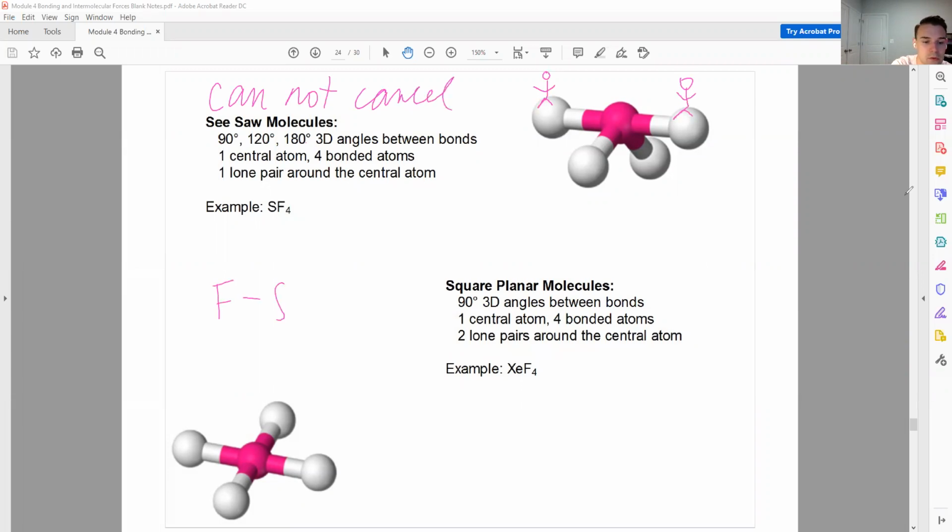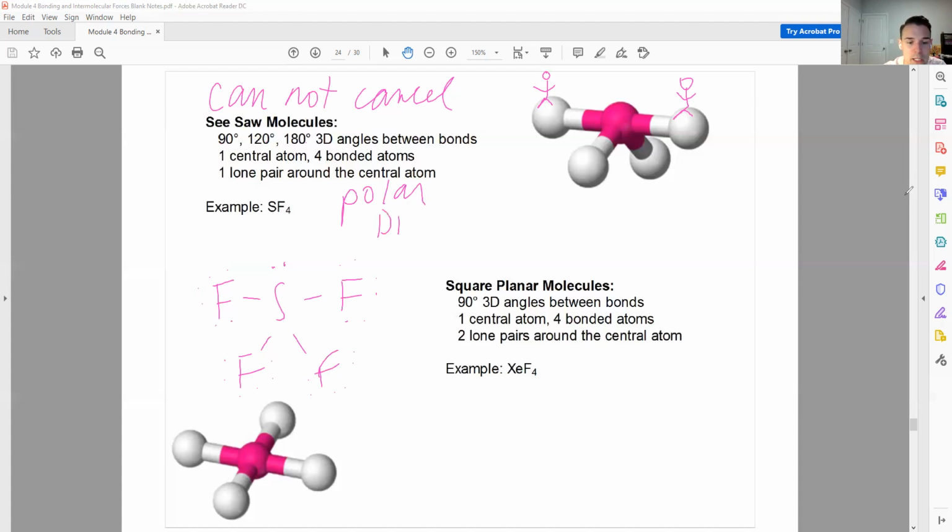Sulfur tetrafluoride, lone pair up here. It looks like a linear with a bent, and we know bent molecules can't cancel. So this is going to be polar. Any bond with fluorine is going to be polar. So keep that in mind because it is the most electronegative element, except for with fluorine. So when fluorine bonds with itself, it's nonpolar, but when fluorine bonds with any other element, it's going to be polar. So this molecule is polar.